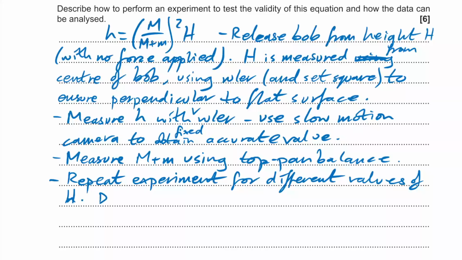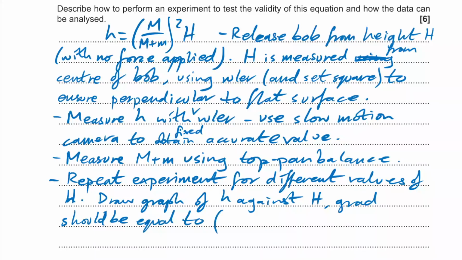So draw a graph of h against capital H. Gradient should be equal to, well, if we put h over the other side, we have h divided by capital H, so therefore that's our gradient. So it should be then equal to the mass over the two masses all squared. And it should be a straight line graph, shouldn't it? That's about it.